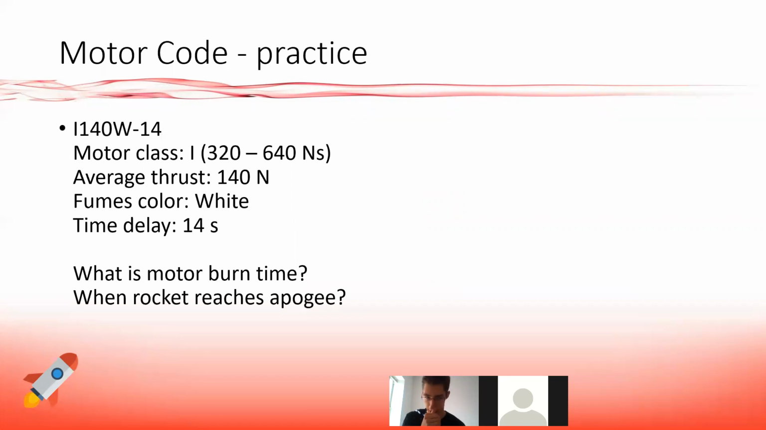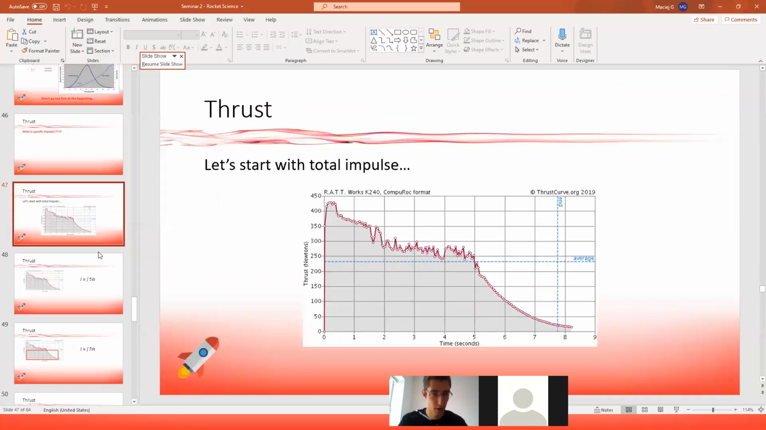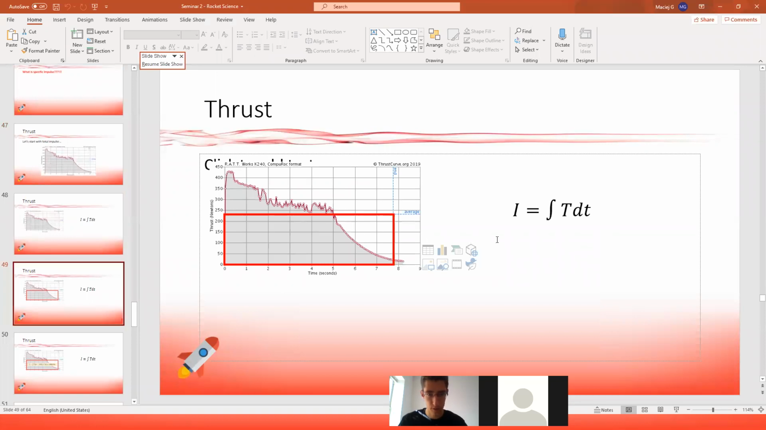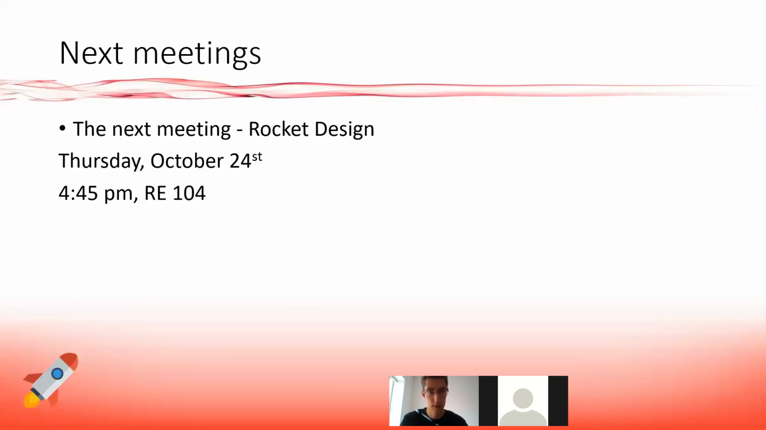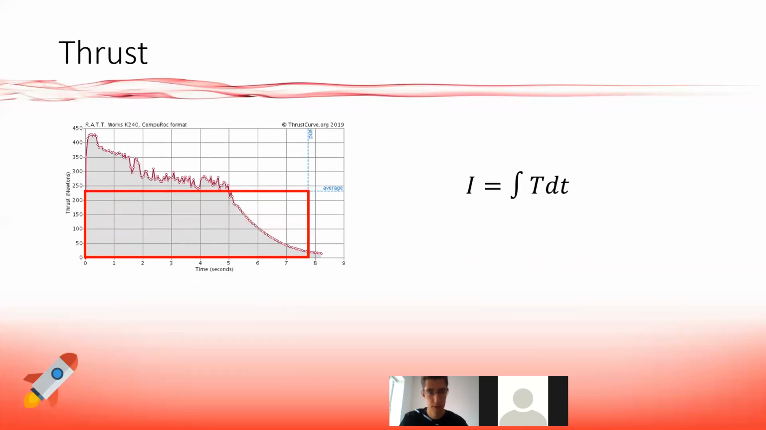So how to calculate burn time? Well, if we get back to one of those, you can see that the total impulse is basically thrust times burn time. So you have total impulse and divided by average thrust, you get the burn time.